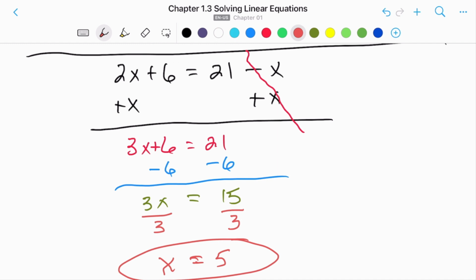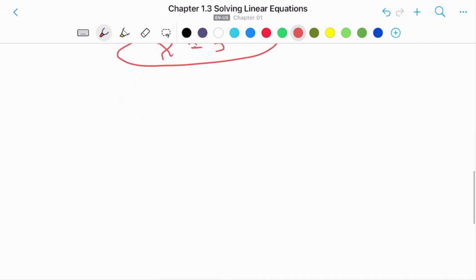Now, I'm going to go ahead and give you one to do. I'm going to write this problem down, and I want you to write this problem down yourself, and I want you to practice it.